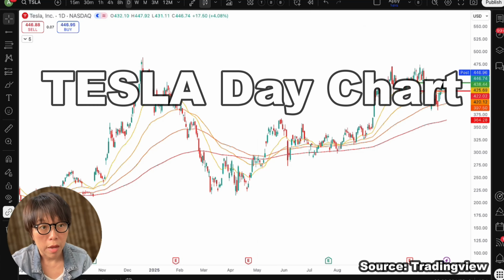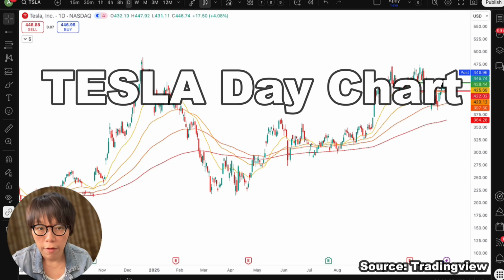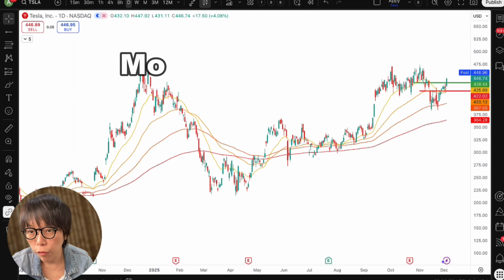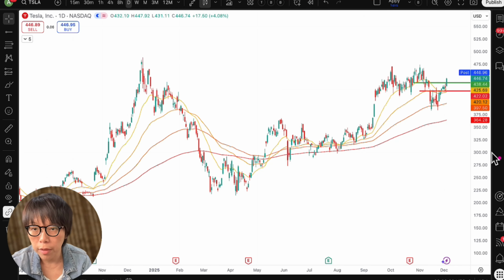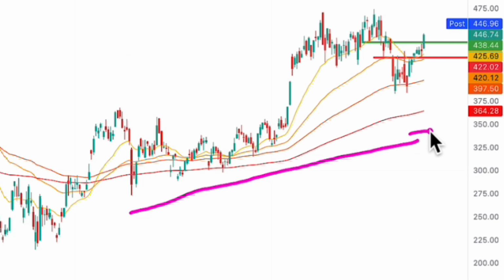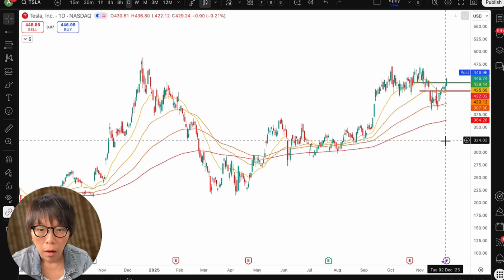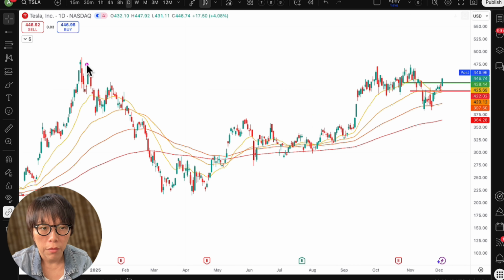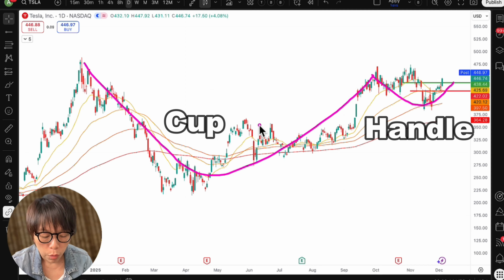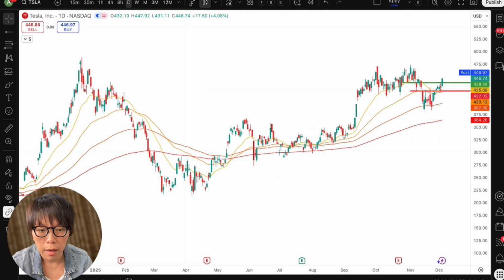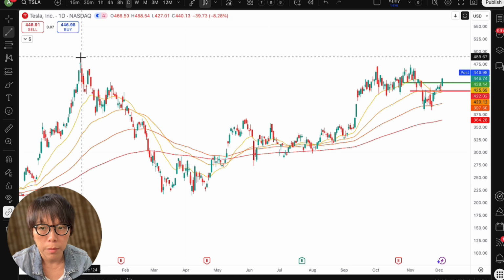This is the daily chart of Tesla. What I've added in are sets of moving averages from 20 all the way to 200. We can see that at the current price section, Tesla is very much supported by the moving averages, and it's showing an uptrend. In terms of pattern, this is a potential cup and handle pattern with the neckline. Let me just draw in the neckline at this point here.